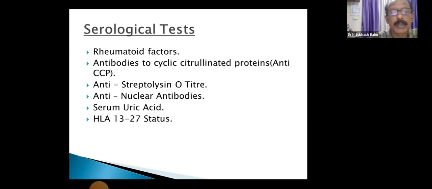And comes the most important test, anti-nuclear antibodies. About the normal values, you can refer to the test books, or you will get them in the lab report itself. Why? Because the method and the kits they are using will be different, and the reporting values will also be mostly different. So that is very simple. You can get it from the report itself.